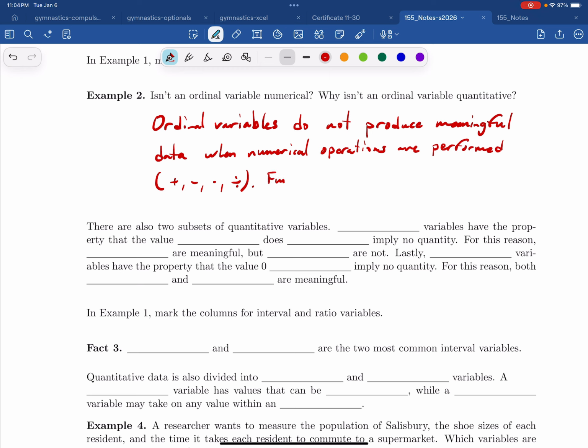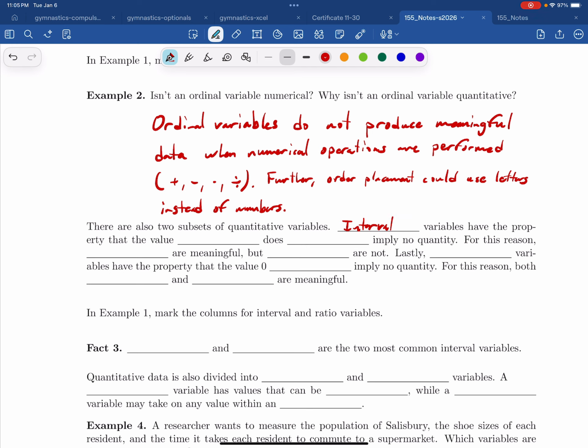I guess I'll just say further, order placement could use letters instead of numbers. Right? There are also 2 subsets of quantitative variables. Now, this, by the way, is a little niche. You won't need to know it for Friday's quiz, so if you want to, you could skip ahead 30 seconds in the video, but I think this is worth knowing.